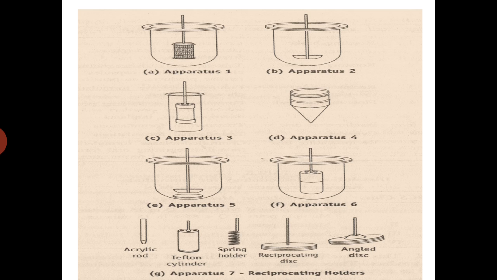So at that time we cannot select apparatus 1. For example, we cannot select the apparatus 1 basket because this dosage form floats only for some period of time. We can use some of the accessories to make it sink during the time of floating, so that at that time it will sink inside the dissolution media. So these accessories can be used along with any of the above mentioned dissolution apparatus. So these are the 7 dissolution apparatus.